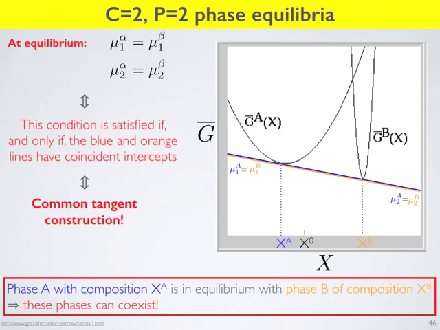So what's the bottom line? Phase A with composition XA, so this very special composition XA of phase A, and this very special composition XB of phase B allows these two phases to coexist. Only at these particular compositions can these phases coexist, because only at these particular compositions do you get equality of chemical potentials for the two components.